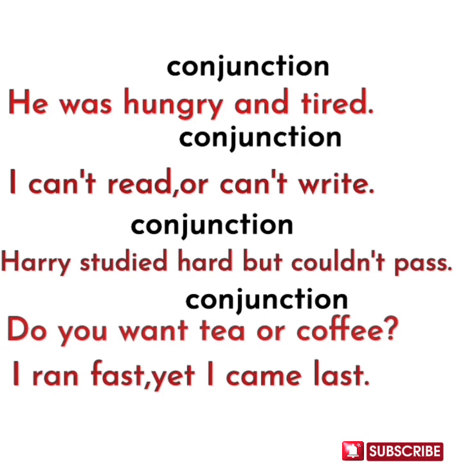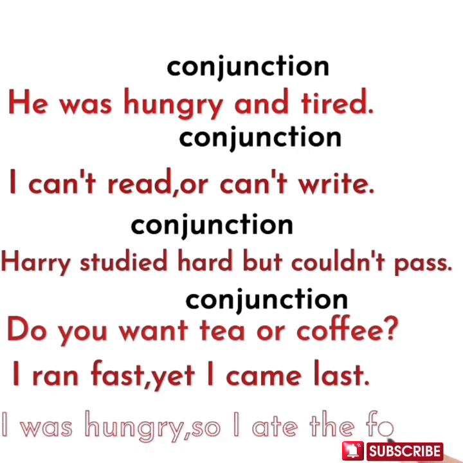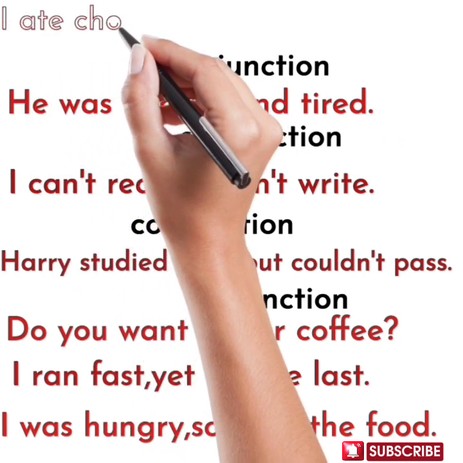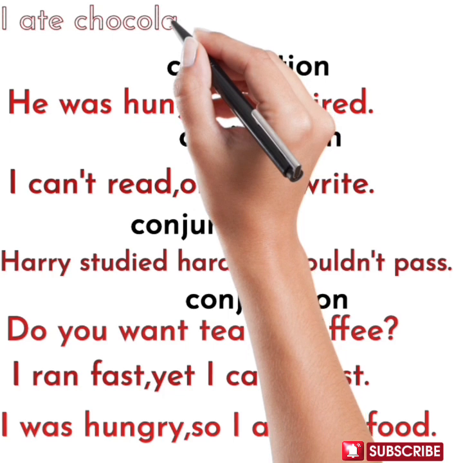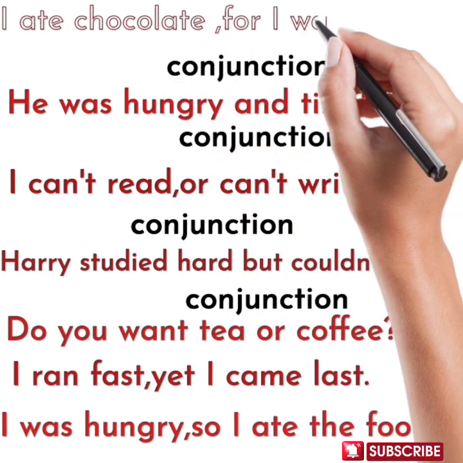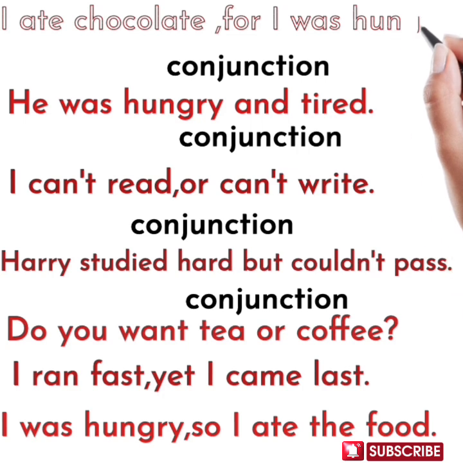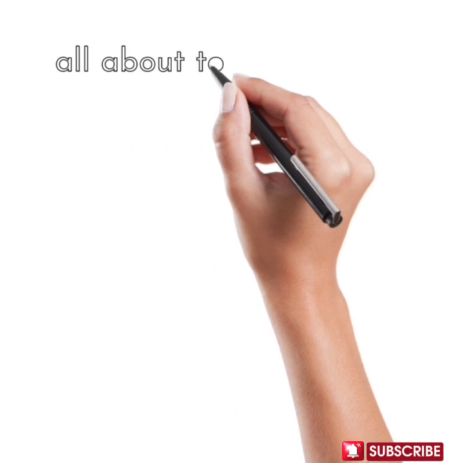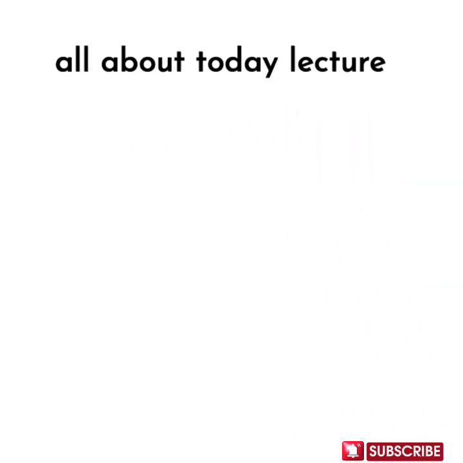I ran fast yet I came last. Here we try it. I ran fast yet I came last. I was hungry, so I ate the food. Here, I was hungry. We are giving a reason. So I ate the food. So we used the conjunction so here. I ate chocolate for I was hungry. Here we are also giving a reason. So for is a conjunction here. It's connecting 2 sentences. So this is all about today's lecture about the conjunction.